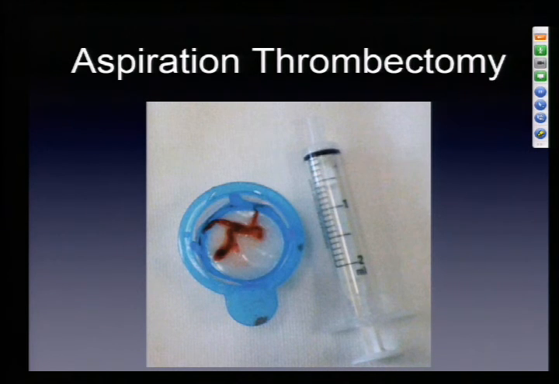Here is a representative example of a large amount of thrombus that was removed from a coronary artery, but it can vary in size. Some of it is red clot, some of it is white clot, which is platelet rich. We also sometimes get fatty material, which suggests that we can aspirate some of the plaque as well.